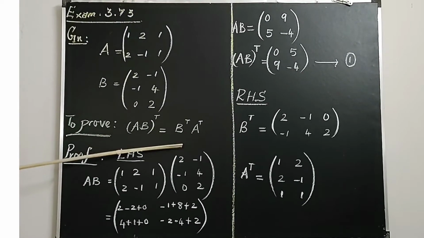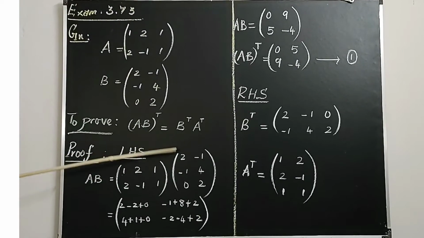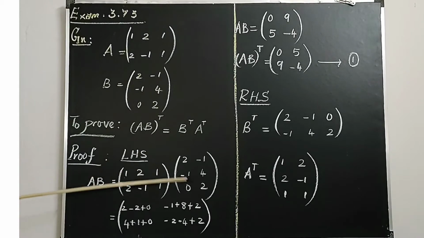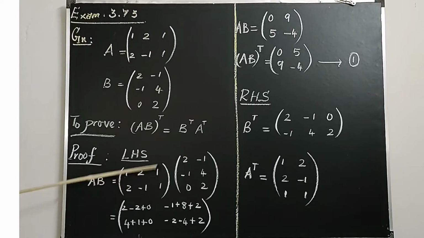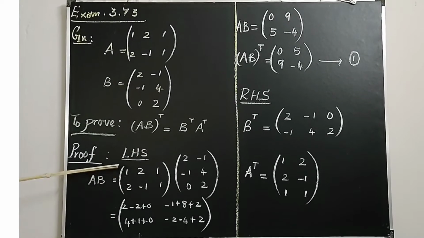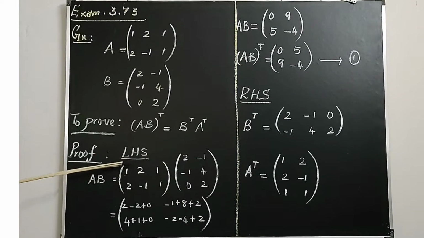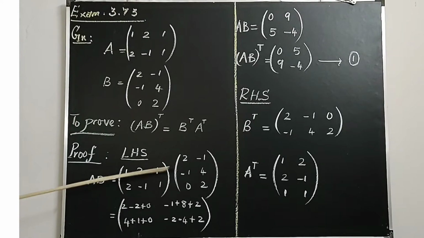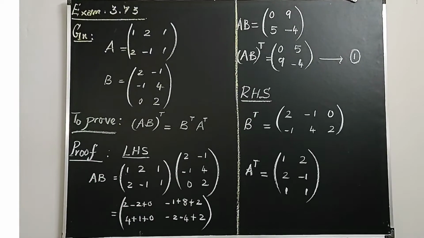So first row into first column. 1 into 2, 2. 2 into minus 1 is minus 2. And 1 into 0, 0. First row, first column over. Then first row, second column. 1 into minus 1, minus 1. 2 into 4, 8. 1 into 2 is 2. First row, second column is over.